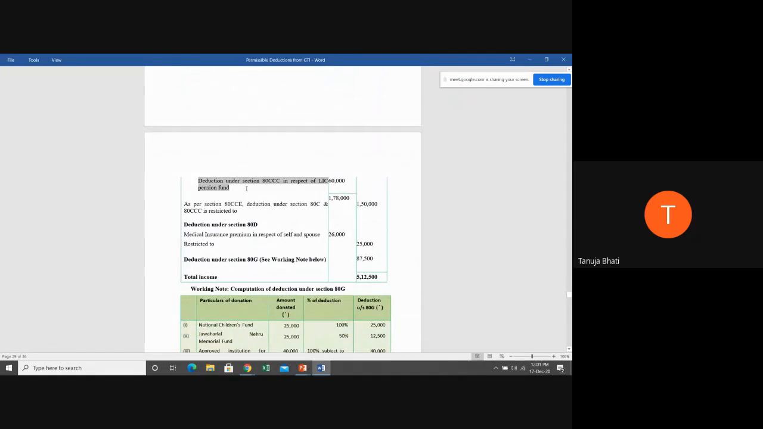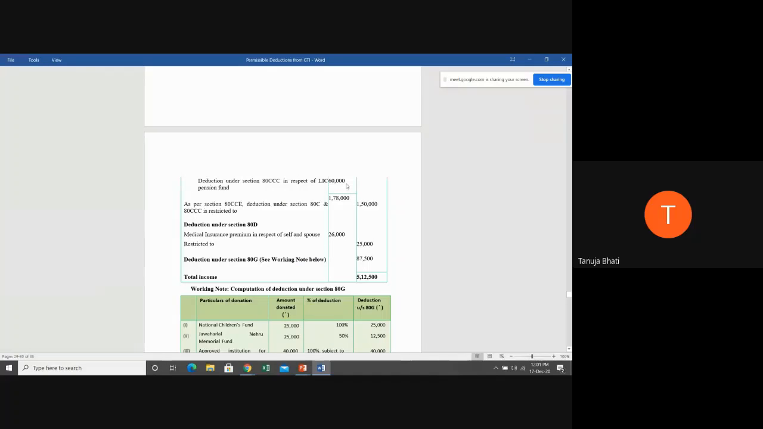Next, deduction under section 80CCC, we saw payment towards LIC pension fund, he will get a 60% deduction. So when we take the total of section 80C and 80CCC, we are getting 1,78,000. But what does section 80CCE tell us? That the total deduction under section 80C, 80CCC, 80CCD should not exceed 1,50,000. So the deduction available is only 1,50,000.